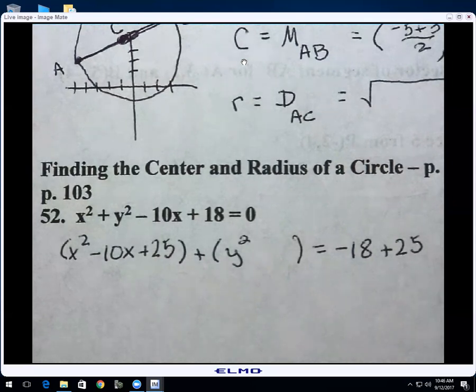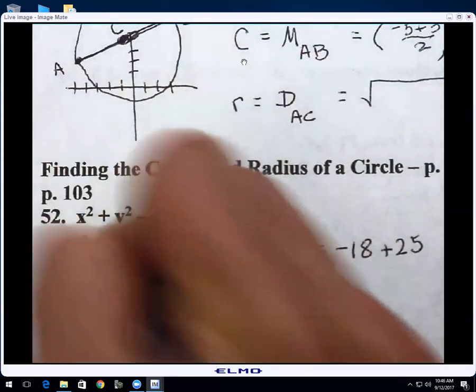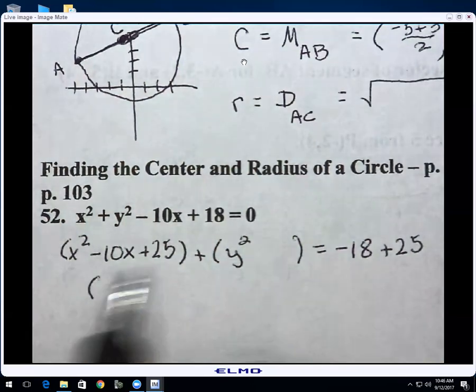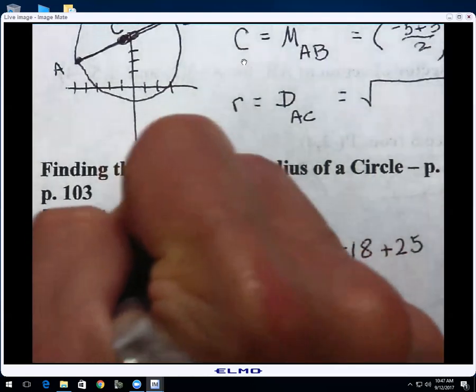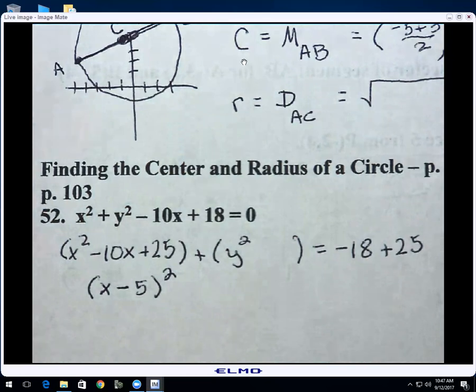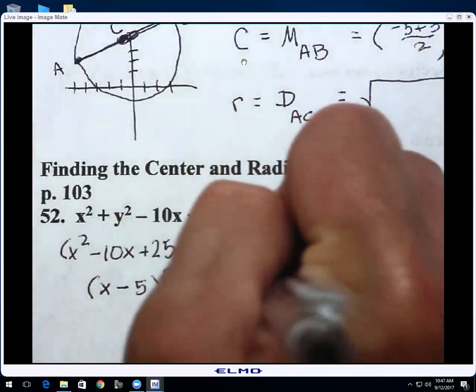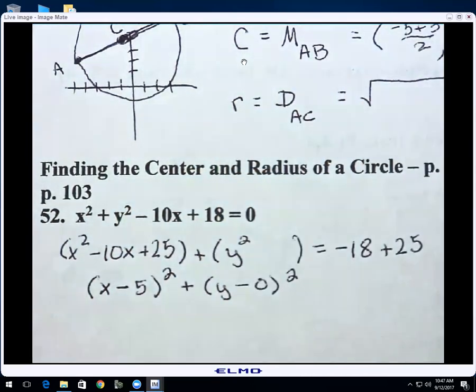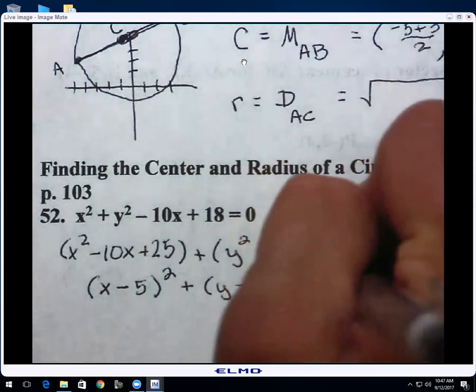Now the nice thing about completing the square is, what does that factor into? The perfect square trinomial, how would it factor? Sign of the middle term, it would factor into that. And the y, if I needed to, I could write it as y minus 0 squared. And the right-hand side just cleans up to 7.